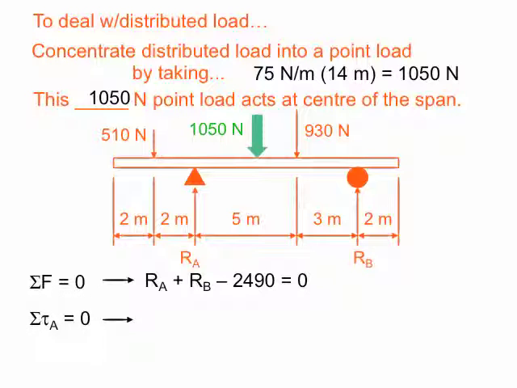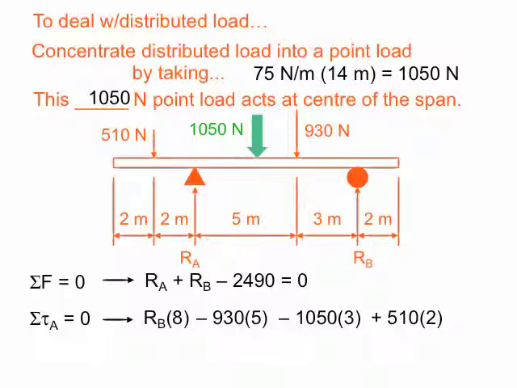Again, torque around A has to be 0. Therefore, the reaction at B is 8 meters away, minus the 930 at 5, minus the 1050 now at 3. Okay? How do I do that? You figure it all out. Figure out where the center is, which is 7. That means it's 3 meters away from A.